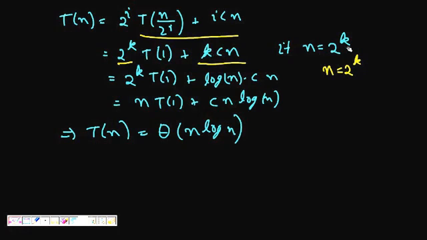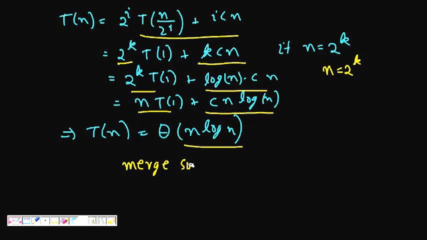Now k is basically log of n. So we see that this is nT(1) plus Cn log n. So this is a theta of n log n algorithm. As is known, merge sort is theta of n log n.